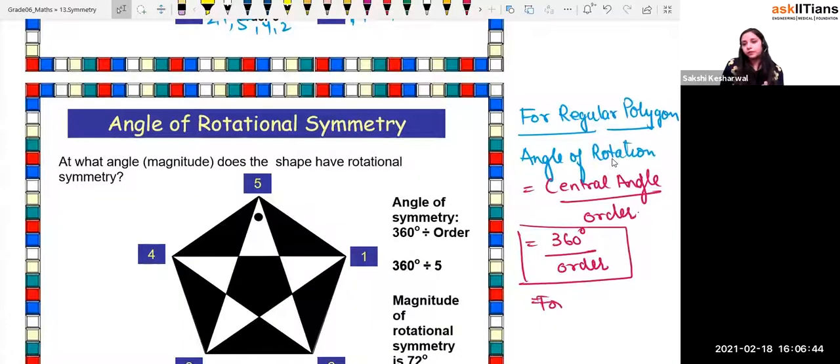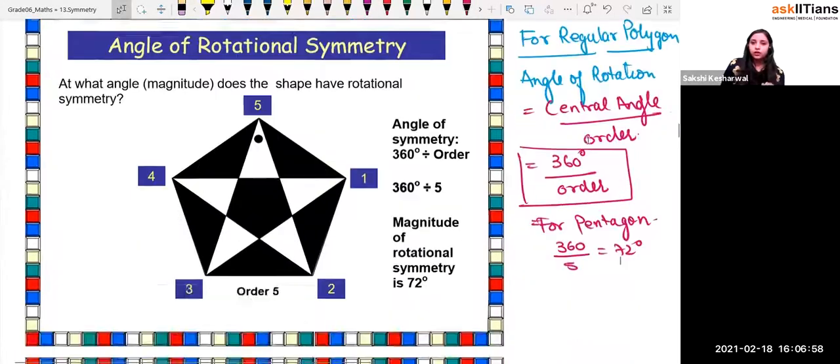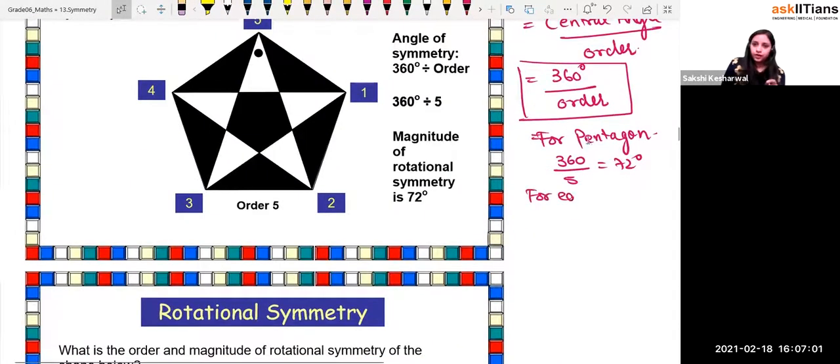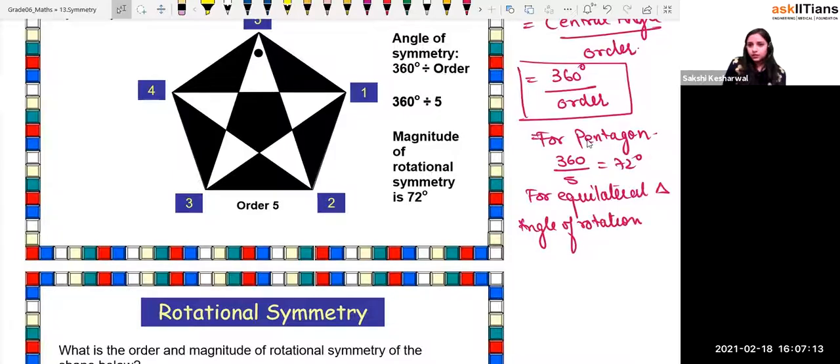So for pentagon, it will be 360 divided by 5, which is equal to 72 degrees. So if you make a rotation of 72 degrees, you will get the same figure. Similarly, for an equilateral triangle, the angle of rotation is 360 divided by 3, which is equal to 120 degrees. That is known as the angle of rotation. And the order is equal to 3, right?